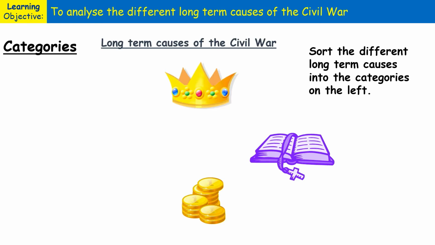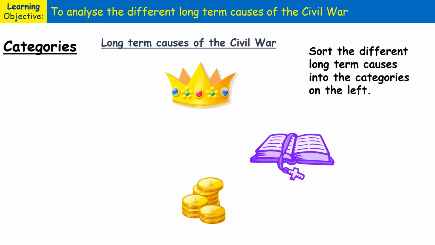So we're going to be looking at 5 of the main or most significant causes of the English Civil War, which was fought between Charles I and Parliament. Sometimes they're known as the Royalists or Cavaliers, and Parliament as the Roundheads. As I mentioned already, these are 5 of the main long-term causes, so causes that have been taking place a while before the English Civil War started.